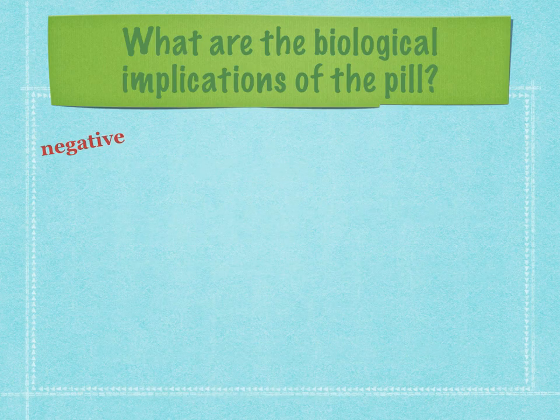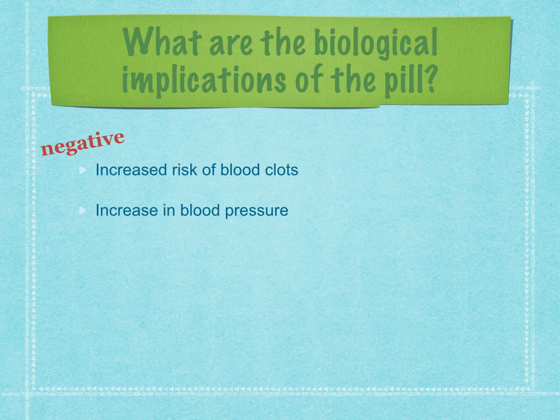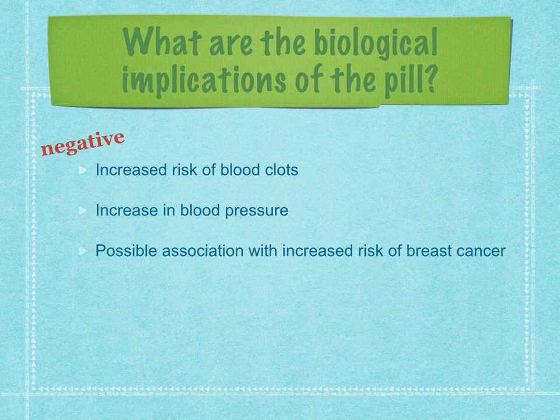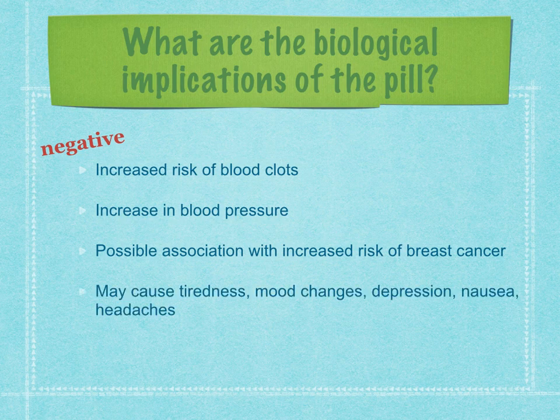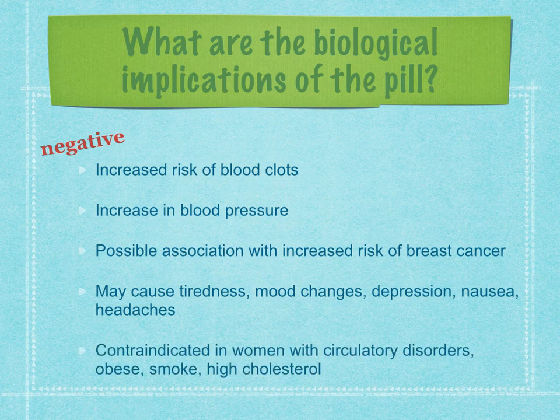Can you think of negative biological implications of the pill? Well, it increases the risk of blood clots, increase in blood pressure. There's a possible association with an increased risk of breast cancer. It may cause tiredness, mood changes, depression, nausea, and headaches. And it's contraindicated in women with circulatory disorders, obese women who smoke and who may have high cholesterol.